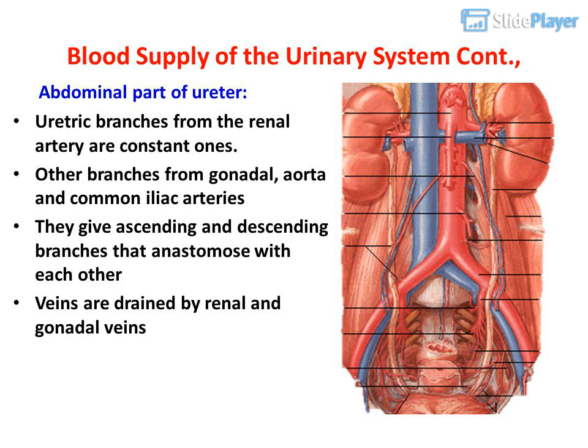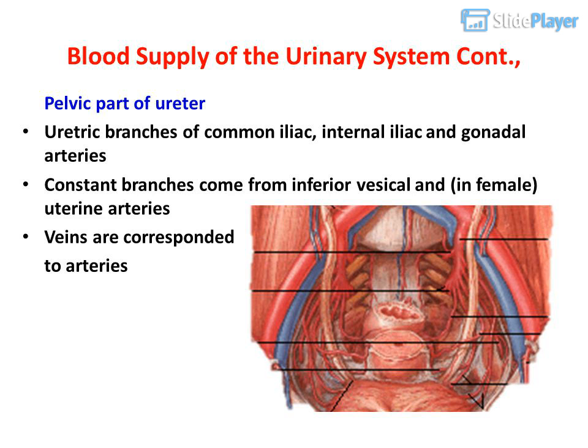Blood supply of the urinary system continued. Abdominal part of ureter: ureteric branches from the renal artery are constant ones. Other branches come from gonadal, aorta and common iliac arteries. They give ascending and descending branches that anastomose with each other. Veins are drained by renal and gonadal veins.